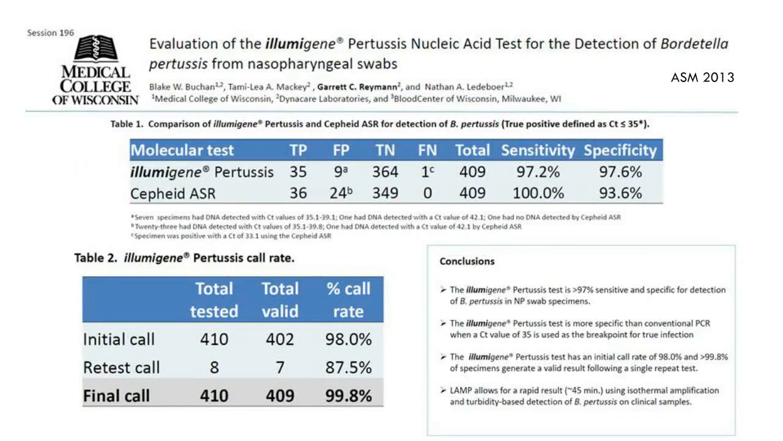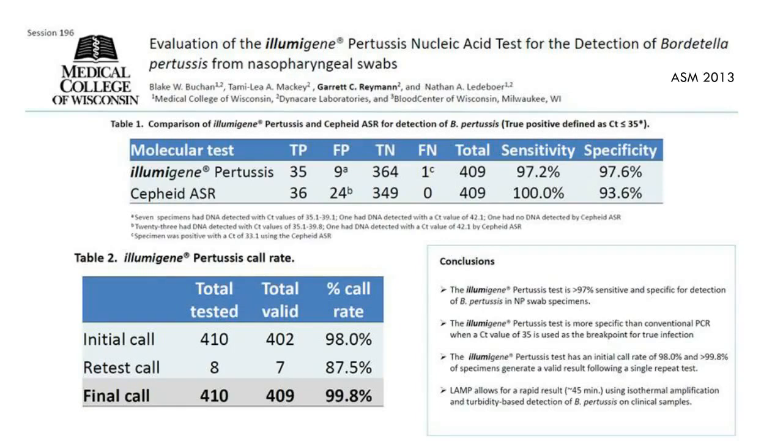Now, I wanted to briefly review a poster that was presented at the ASM General Meeting in 2013 that was done at the Medical College of Wisconsin. In this assay, they evaluated the illumigene pertussis nucleic acid testing platform and compared it to a Cepheid ASR, analyte-specific reagent assay. You can see that the sensitivity of the illumigene pertussis platform was a little over 97% compared to the Cepheid ASR assay with a sensitivity of 100%.